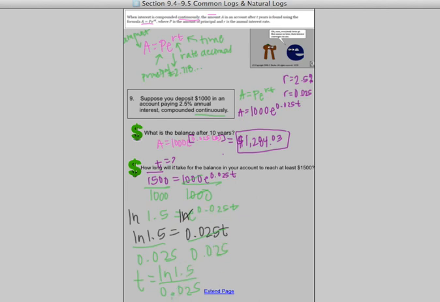You're going to do that on your calculator. Once again, when you do, it's natural log, parentheses, 1.5, divided by 0.025. So t is approximately, when you type it in, rounded, 16.219 years. Because it wants to know how long and my time is in years, it's going to take 16.219 years for it to get to $1,500.